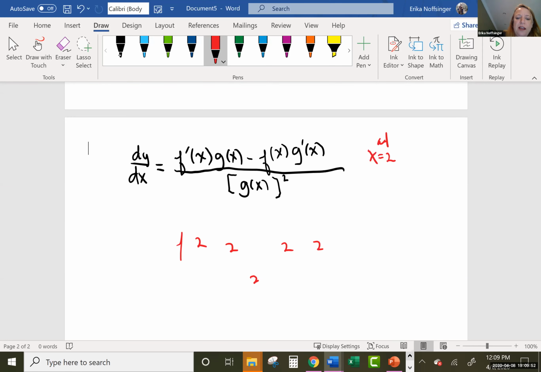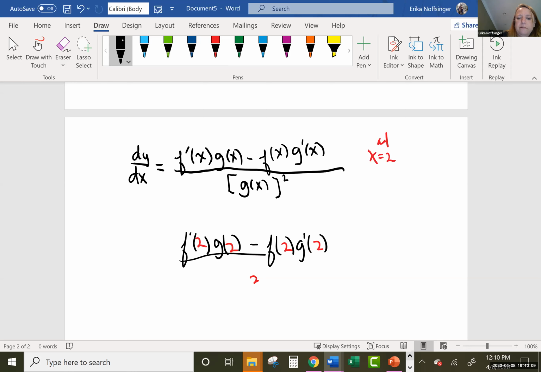So we have f prime of 2 times g of 2 minus f of 2 times g prime of 2, all over g of 2 quantity squared. So I need to go back and look at my table, and all you're doing in this case is going in and plugging in what those values are.